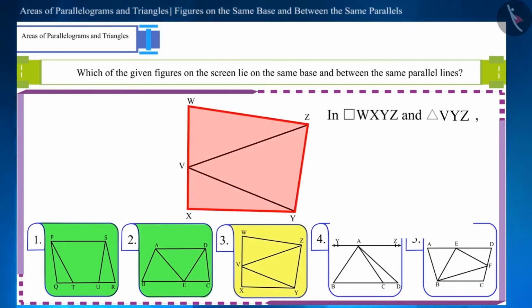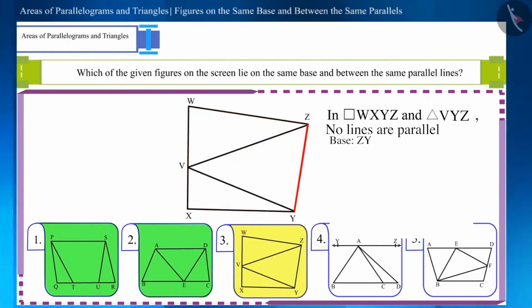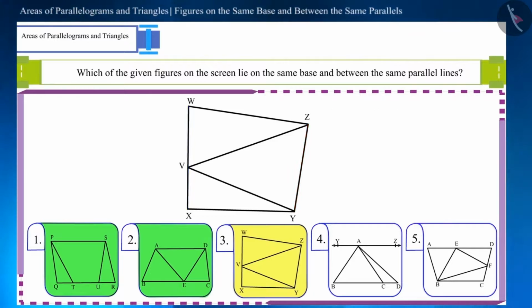Look at this figure and identify the two parallel lines between which the figures are located and whether their base is also the same. First of all, there is no pair of parallel lines in this figure. But here the base of quadrilateral WXYZ and the triangle VZY is the same. So, these figures do have a common base. But because they are not located between parallel lines, they are not of the same height.